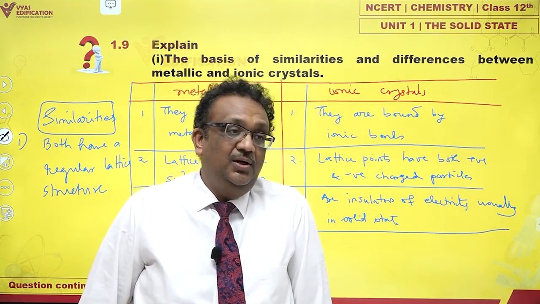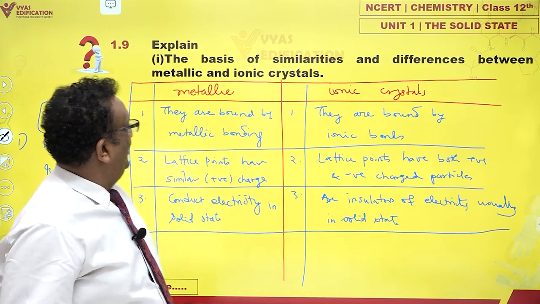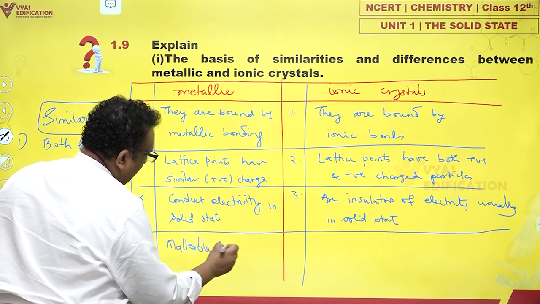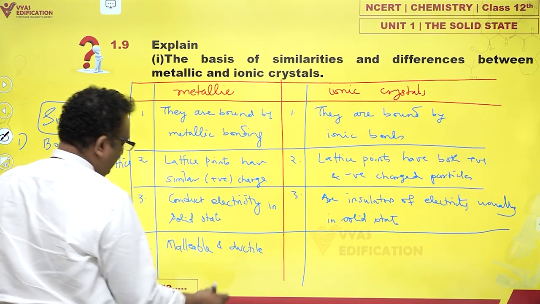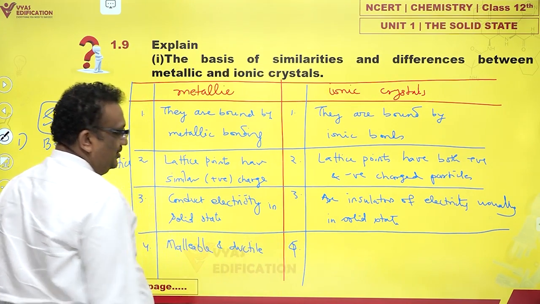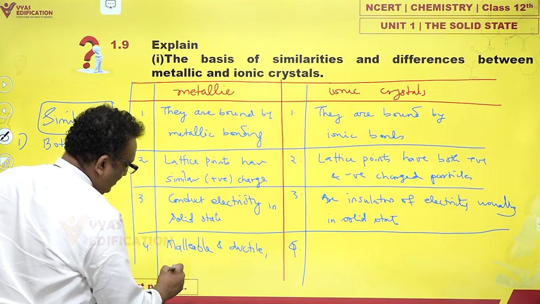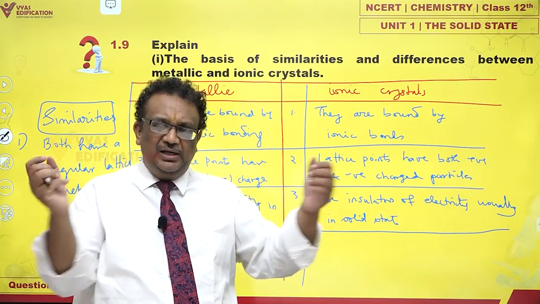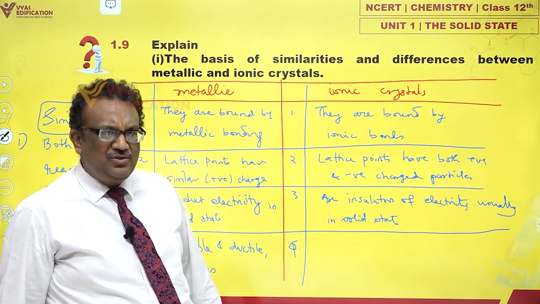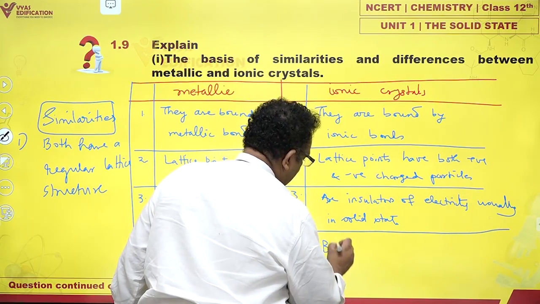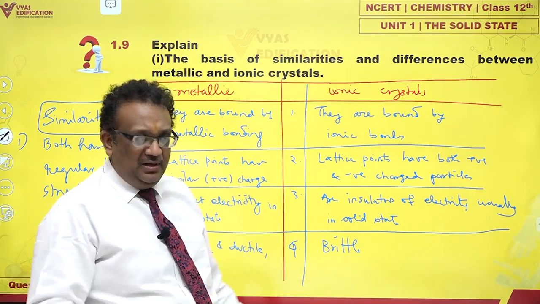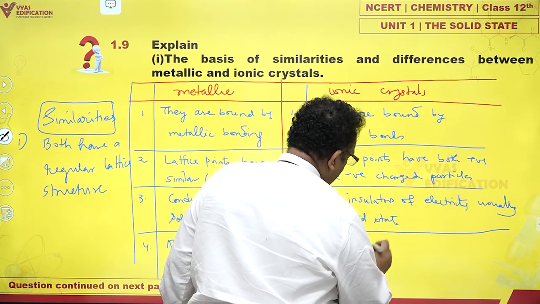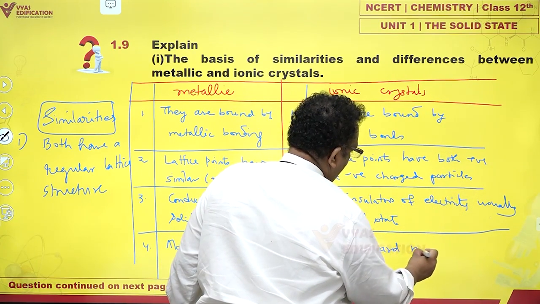Well, can we talk about malleability, ductility? Yes. Metallic solids are malleable and ductile. They're also sonorous. Sonorous means they have a typical bell kind of a sound, a metallic sound of clinking. Ionic crystals don't have that. So they are brittle. If you beat them with a hammer, they will just break like glass. You can't draw wires. They are not malleable, not ductile. They are brittle, they are hard, and they are non-sonorous.